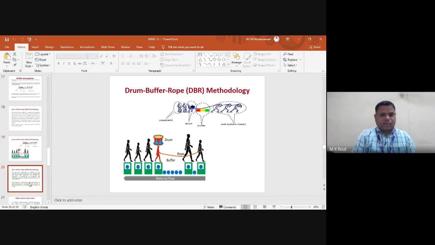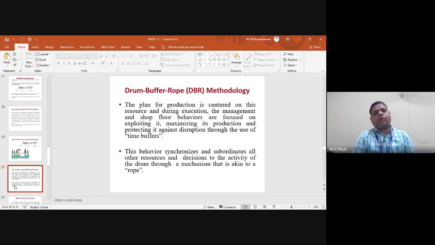Moving to the next one. The plan for production is centered on these resources during execution. The management and shop floor behavior are focused on exploiting it, maximizing its production and protecting against disruption through the use of a time buffer. That is why, in case of the storage buffer, they maintain a systematic time or sequence of activities which use the time buffer to maintain the flow of raw material from one end to the other by the help of drum buffer rope.